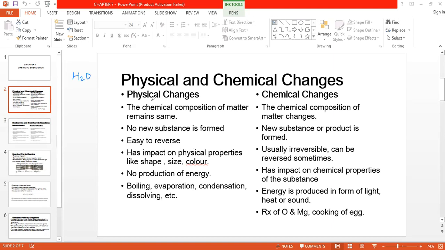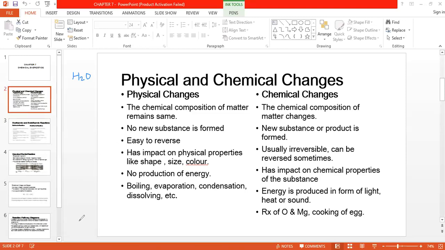Okay, so firstly, we'll study side by side, comparing both the changes. And while understanding this concept, I'll take the example of water over here. In a physical change, the chemical composition of matter remains the same, and for a chemical change, the chemical composition of matter changes. Firstly, you need to understand what a chemical composition is.